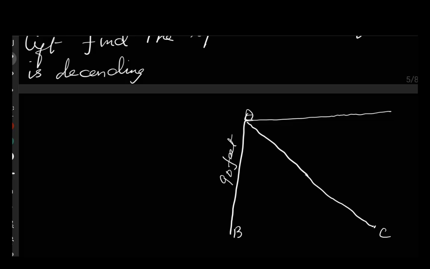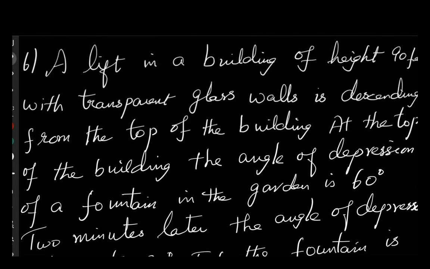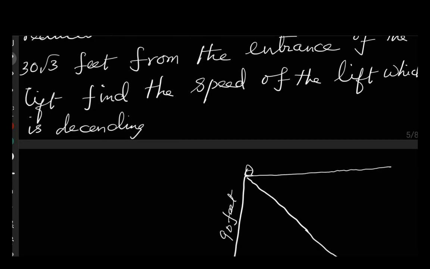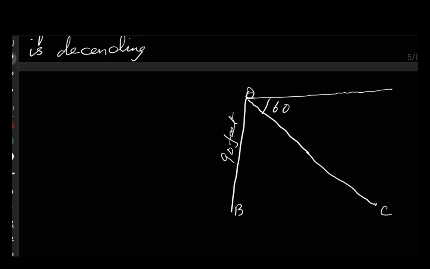Not 30. Here the angle of depression of the fountain in the garden is 60 degrees. Here you join the foot of the building and the fountain. These two lines are parallel. This is the line of sight and this is the horizontal line, the ground. So alternate angles are equal, so you are getting 60.